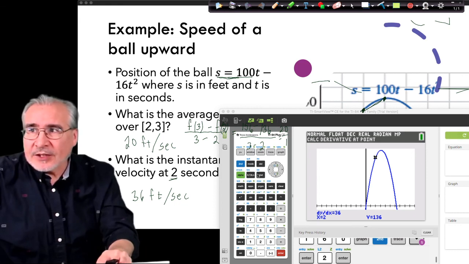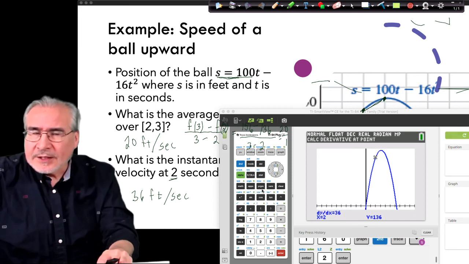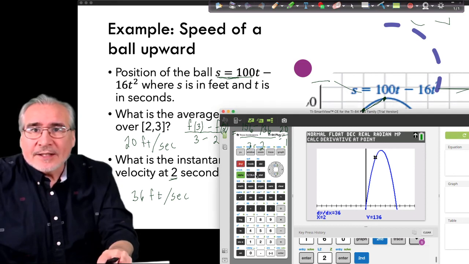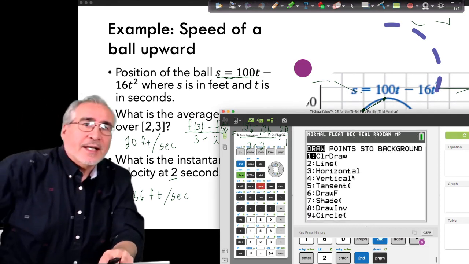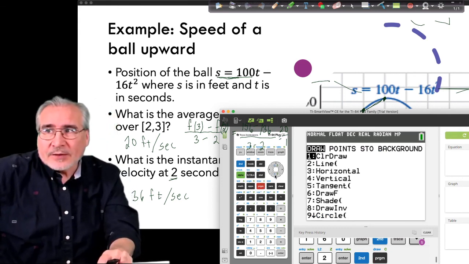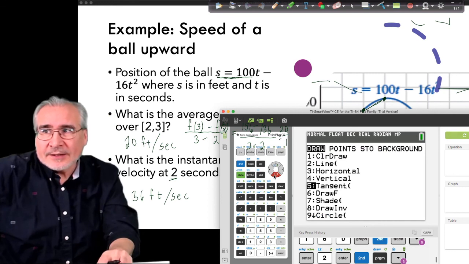Now that's a function that resides here under draw. So I think it's the program key. So since we're here, we go second and we go to program, which is draw. And it asks us, what do we want to draw? We want to draw the tangent line. So we go down to tangent line.